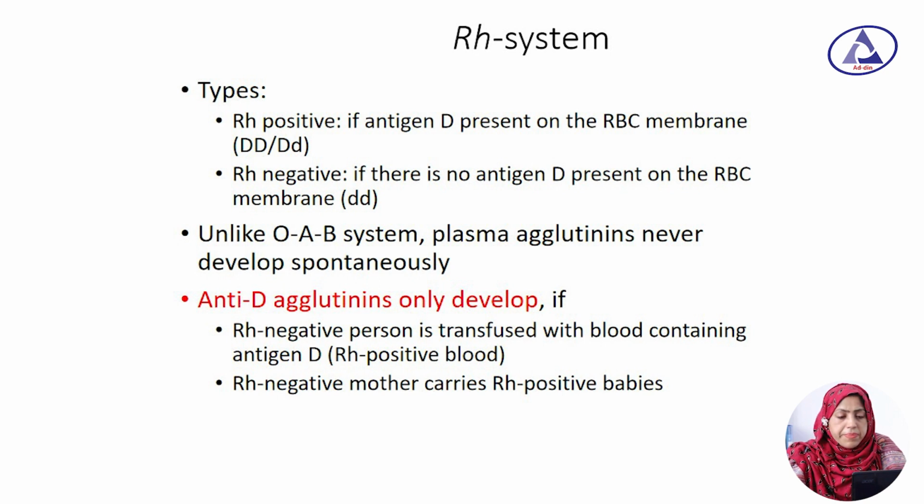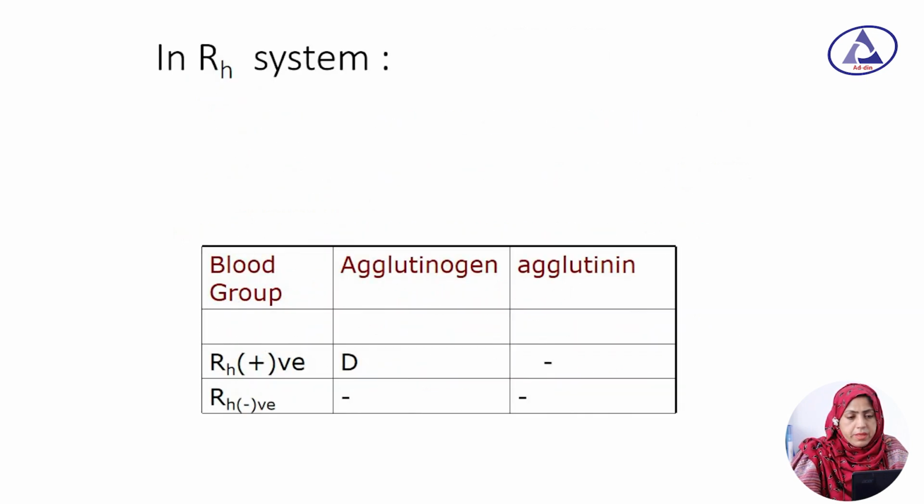Unlike the ABO system, plasma agglutinin never develops spontaneously. Anti-Rh agglutinin only develops if an Rh negative person is transfused with blood containing antigen D, that is the Rh positive blood, or if an Rh negative mother carries an Rh positive baby. So in the Rh system, Rh positive blood contains the Rh antigen, no Rh antibody. In Rh negative blood, there is no antigen and no antibody.